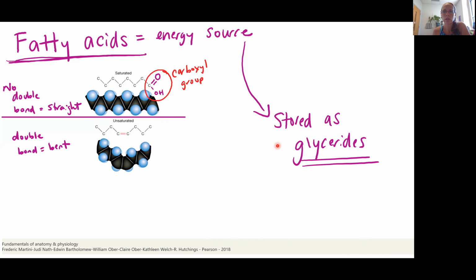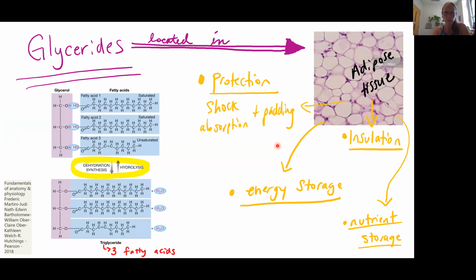Now, as we mentioned, fatty acids are the source of energy, but we can store fatty acids as glyceride molecules. So glycerides are the actual molecules that are storing fatty acids. That is what you are finding in your adipose tissue. That's what we're talking about here.